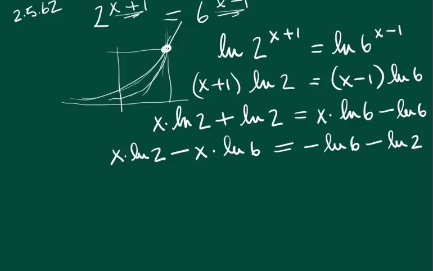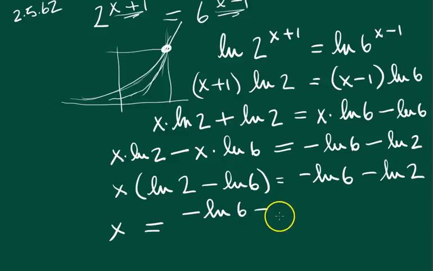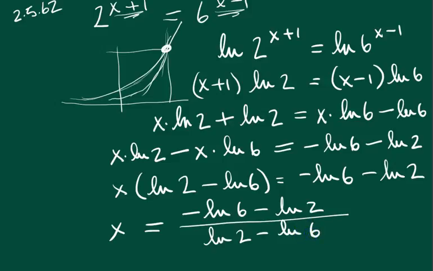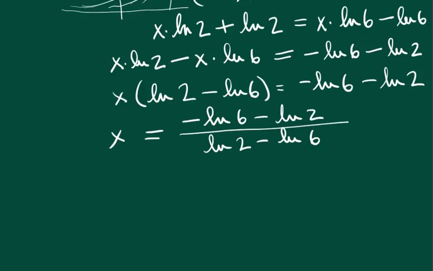Okay, I admit this is not pretty. I'm going to factor an x out of both terms on the left. So I have x times (log 2 minus log 6) is equal to this stuff on the right. So x is equal to negative log of 6 minus log of 2, all over log of 2 minus log of 6. Now this is kind of ugly, but it goes into the calculator just fine.